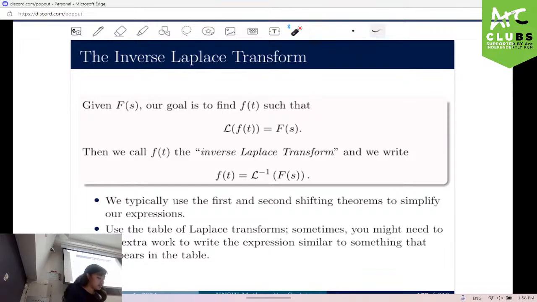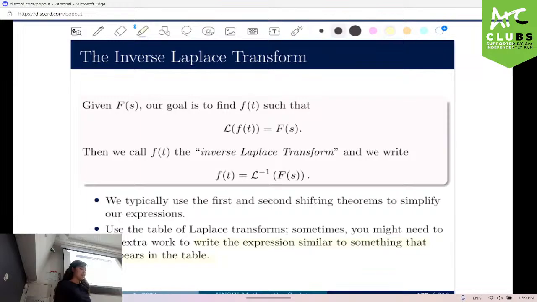So with the table of Laplace transforms, sometimes you might need to do extra work to match the table. Yeah, so this is quite important because it's really hard to figure out which line of the table to use. But if you go, this looks like s over s squared plus omega squared, which is cos omega t, and you rewrite it in a way that makes it really obvious that it is exactly that, it's going to make the process a lot easier.